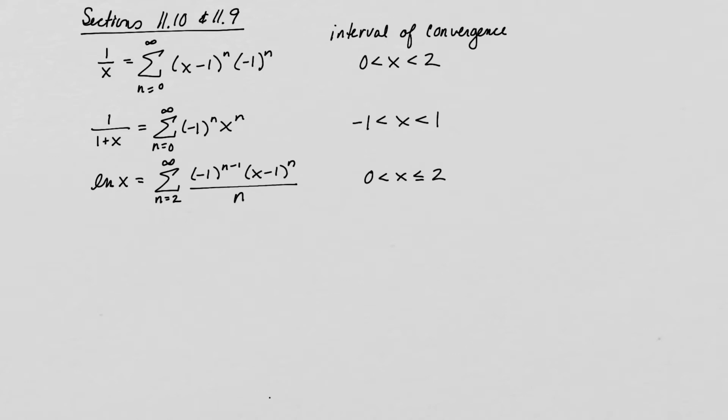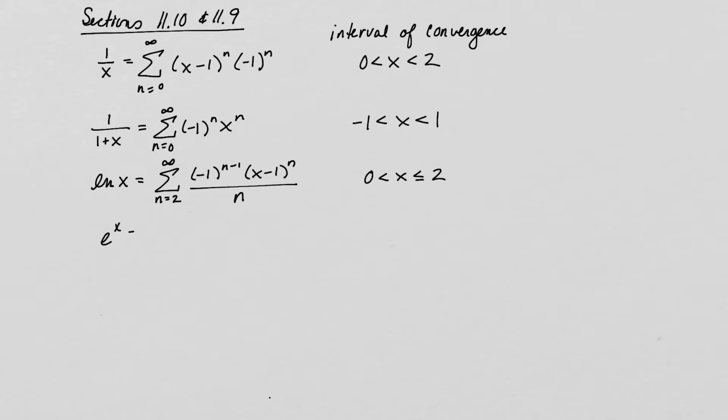So it doesn't start with n equals 0, which is good because n equals 0 would make this part undefined. And it also doesn't start at n equals 1, and part of that has to do with the way this series is generally derived. It's found by integrating another series, and that's why it starts at n equals 2.